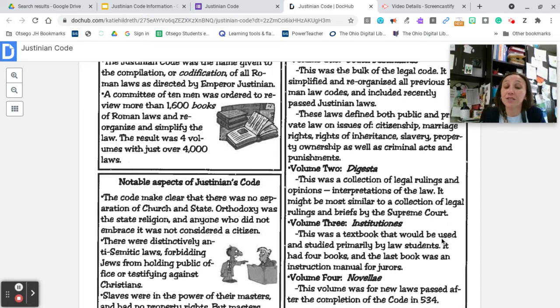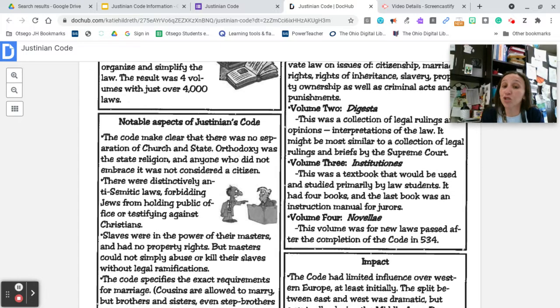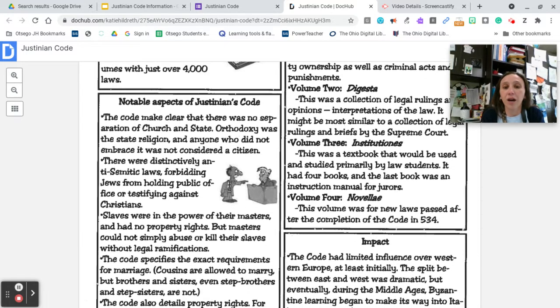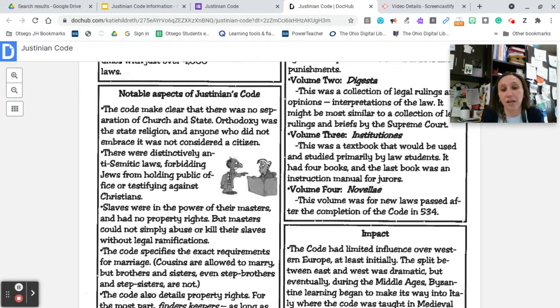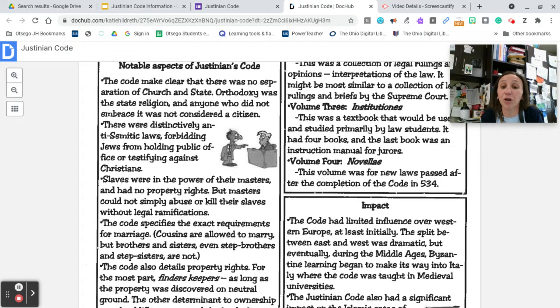Volume 3 is Institutiones. This was a textbook that would be used and studied primarily by law students. It had 4 books, and the last book was an instruction manual for jurors. Okay, volume 4 is Novella. This volume was for the new laws passed after the completion of the code in 534. So that gives you a brief summary of what each of the 4 volumes were.